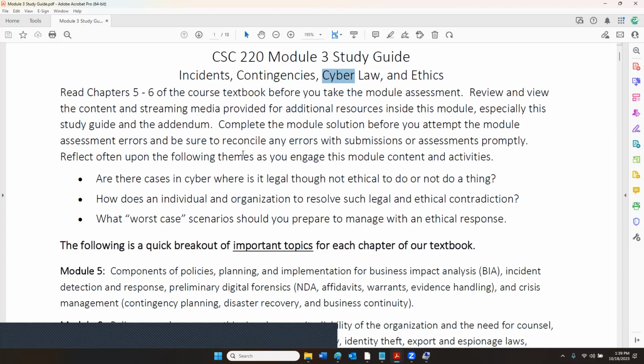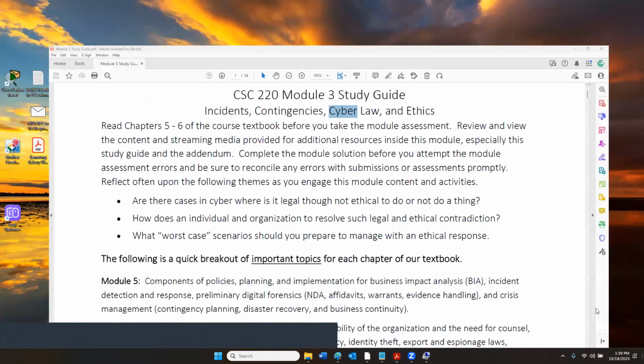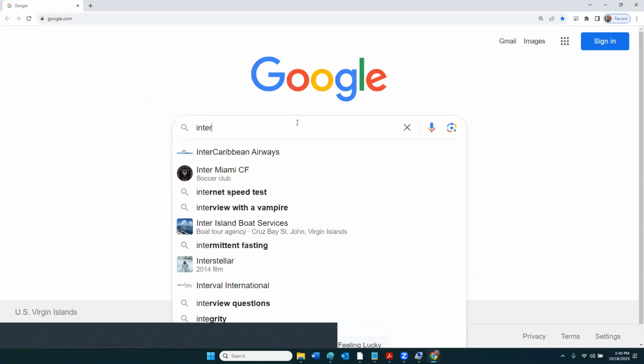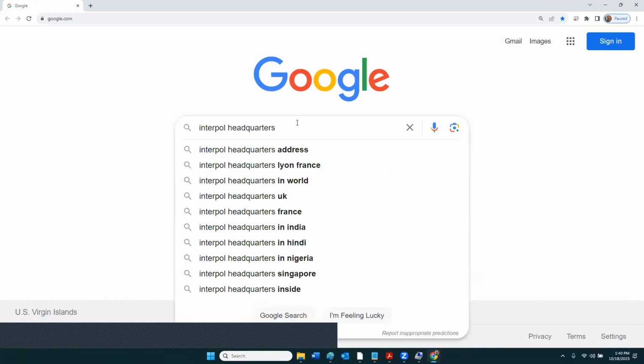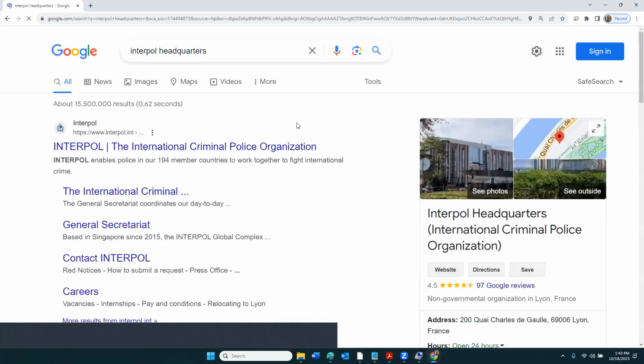So has anybody ever heard of Interpol? In the movies, you've heard about it, right? So, international police, right? International Criminal Police Organization in Lyon, France. It enables the police in 194 member countries to work together to fight international crime, right?